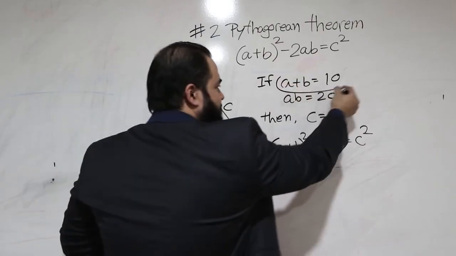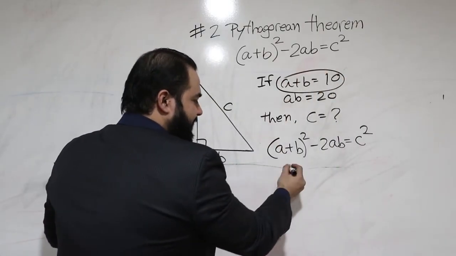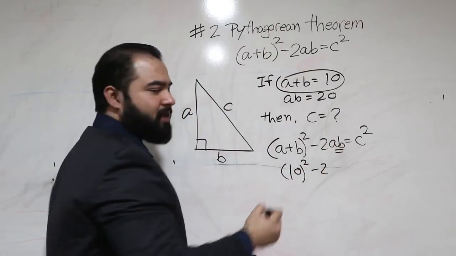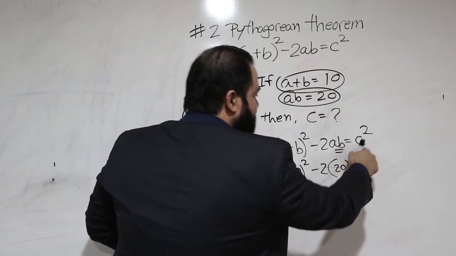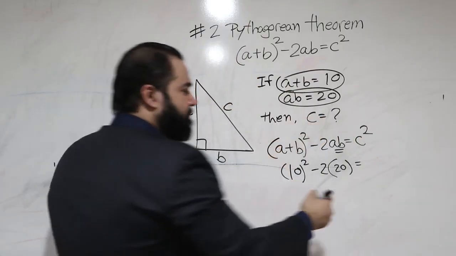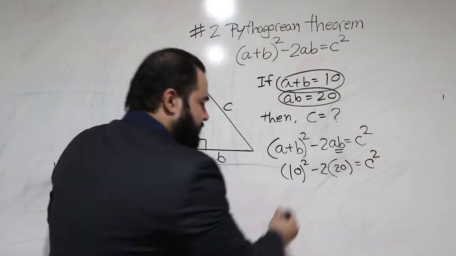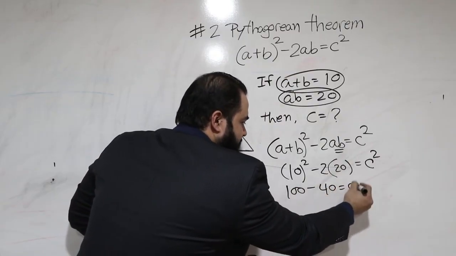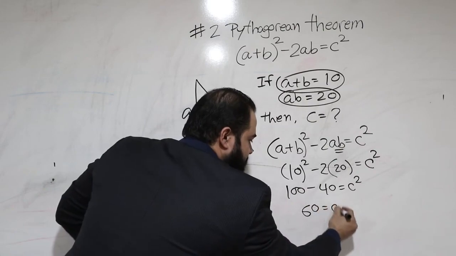It says a plus b is equal to 10, so we just plug it in here. So (a plus b) is 10 to the power 2, minus 2 times, what is ab, guys? ab is 20, so put it here. Now c is what we're looking for, so let's keep it as it is. Now 10 squared is 100, minus 2 times 20, which is 40, equals c to the power 2. Now 100 minus 40 is 60, equals c to the power 2.